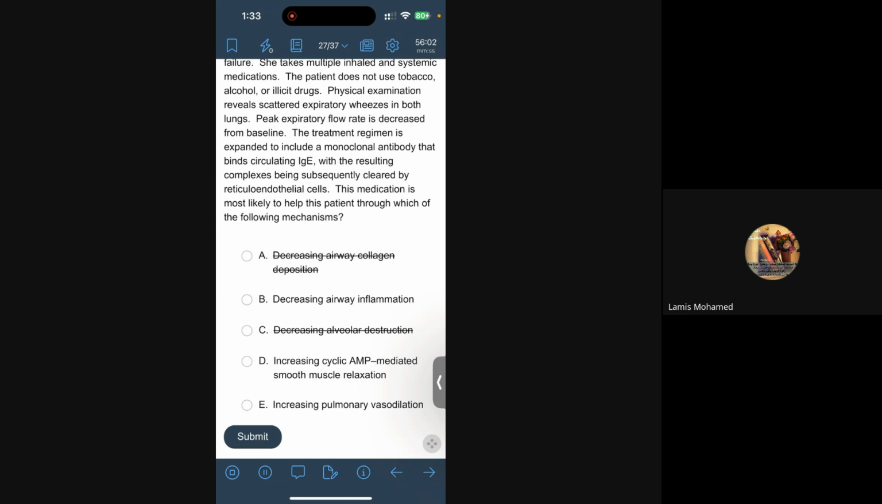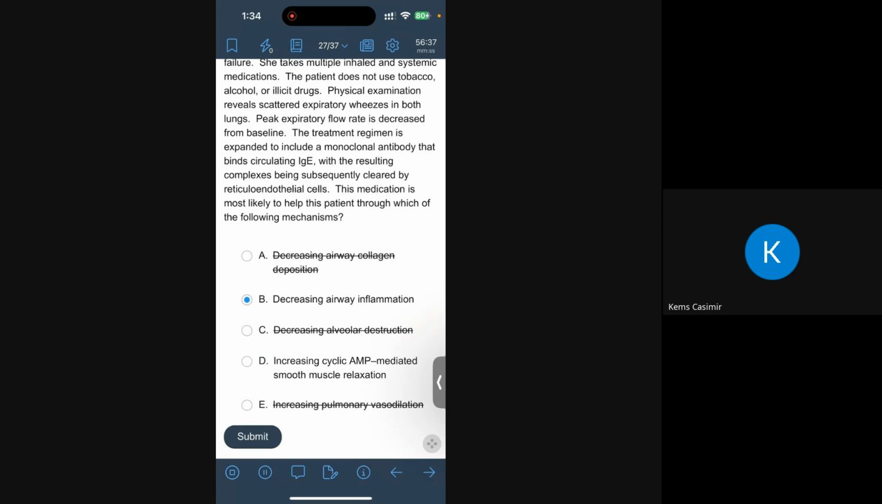Pulmonary vasodilation. In which disease are we going to see vasoconstriction? Pulmonary vasoconstriction is in pulmonary hypertension. Okay, we are left with B and D. Which one is going to be the right answer here? I think D. B. Decreasing airway.